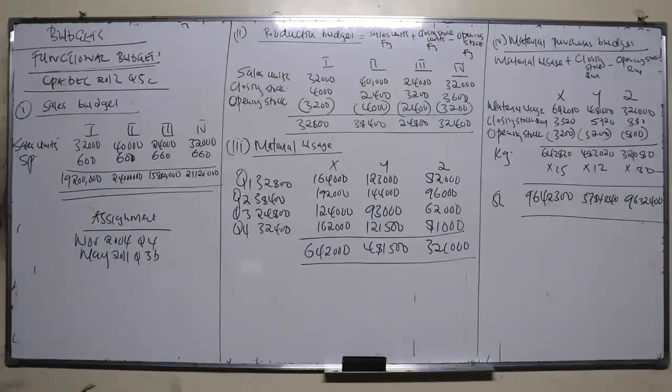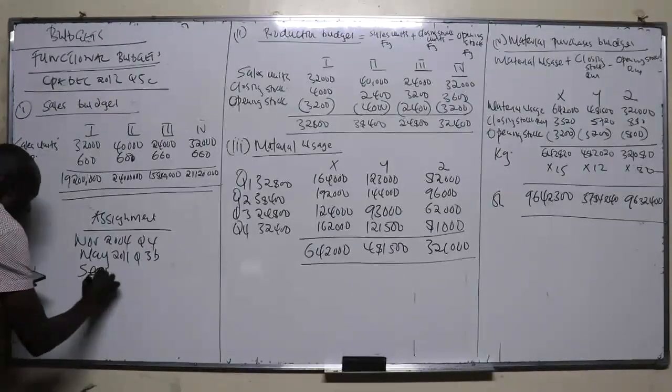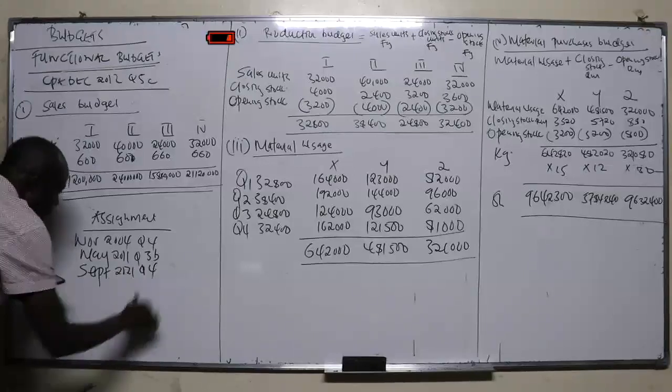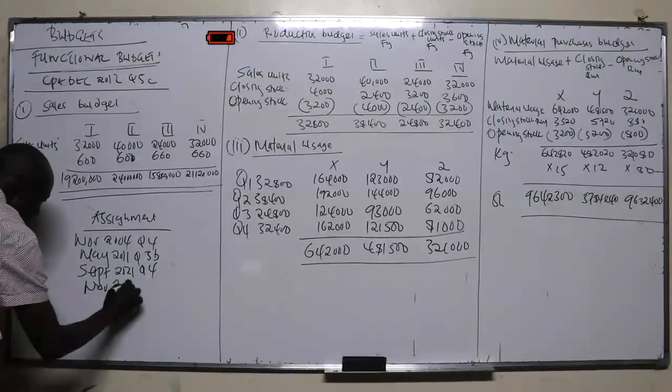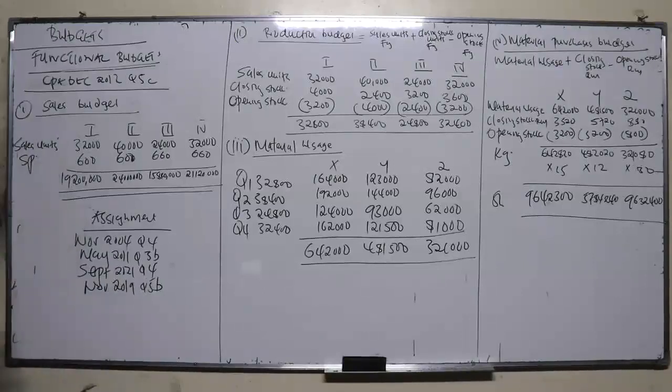Then September 2021, question number 4. So those are the questions on functional budgets. I don't know that I can get a question on cash budget. Let me see. November 2019, question number 5B. So you can attempt those questions.